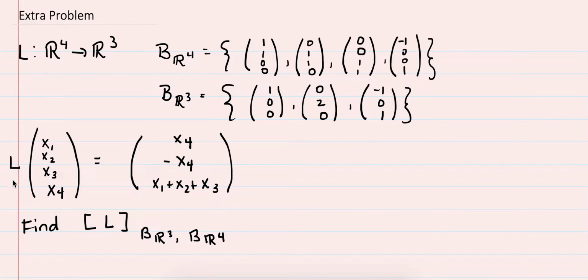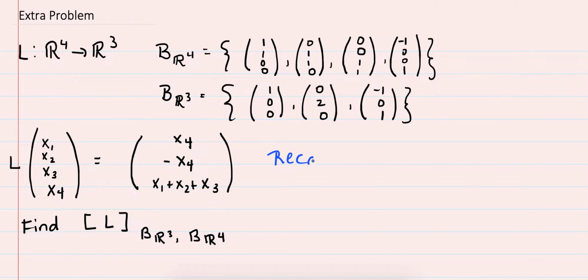And here's the linear transformation. I take the last entry in this column vector, put it here, and then also the negative of it here, and then I add these three entries together. So a good exercise is to prove that this is actually a linear transformation. But this is what I want to find. I want to find this matrix.